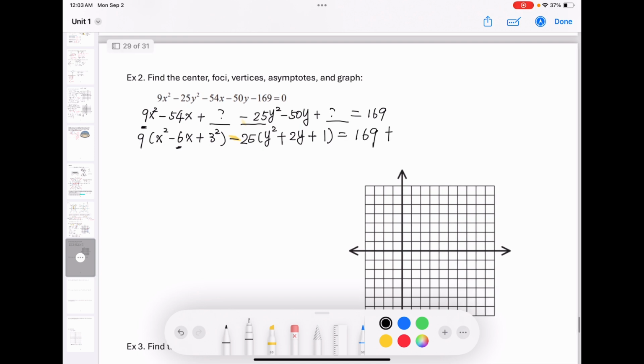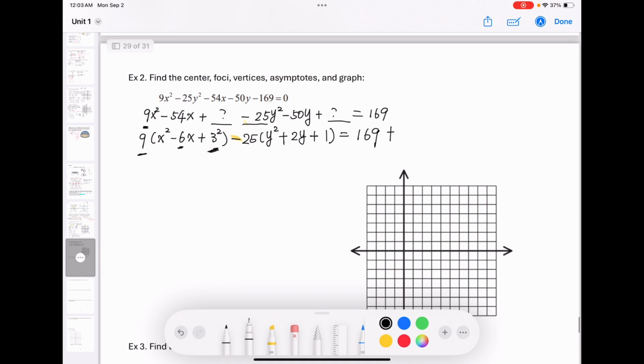Okay, so what about my other side? It is 169. Need to plus something. So use 9 times this 9, so 81. And then this is minus 25 times 1, so we also need to minus 25 times 1. We make both sides balanced. Now we can construct our perfect square. 9 times x minus 3 squared, because this is minus 6x. And then minus 25 times y squared plus 2y plus 1. It is y plus 1, all of it squared.